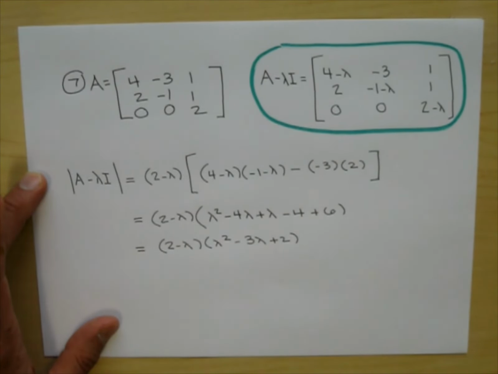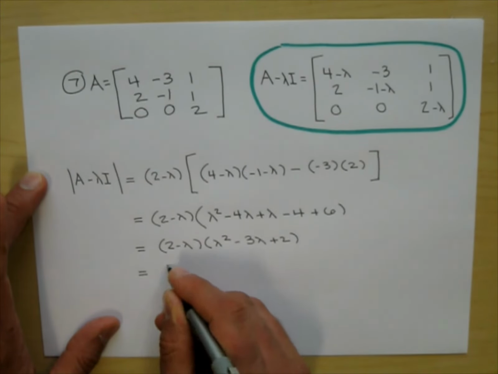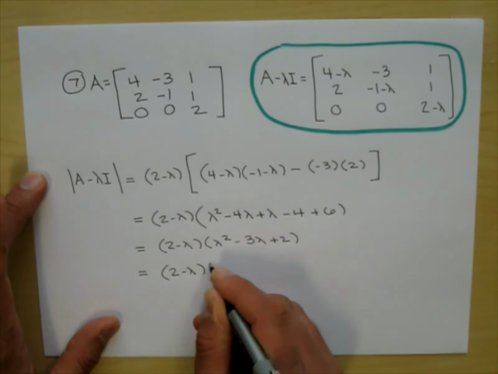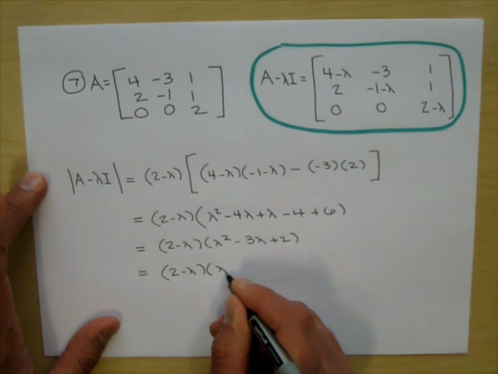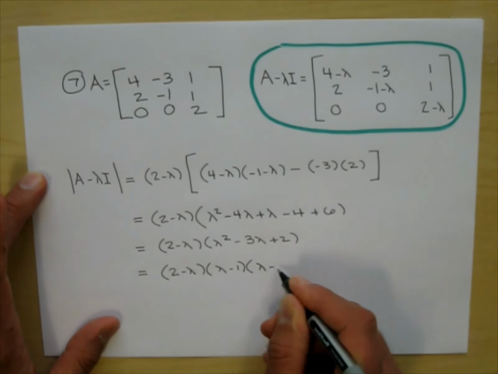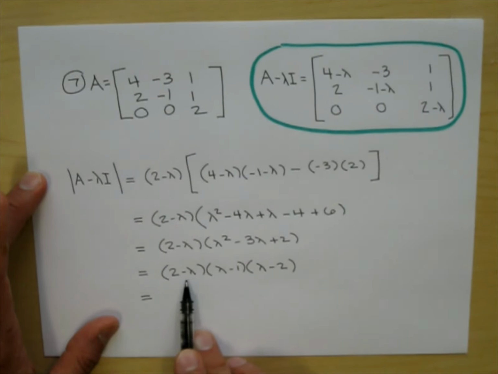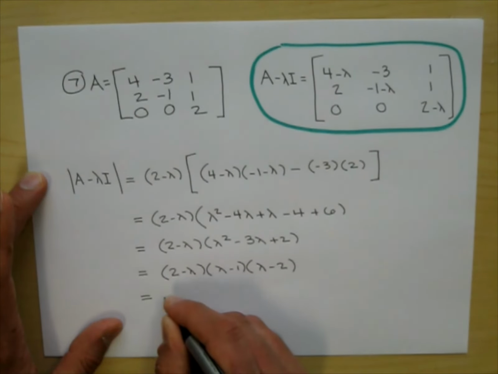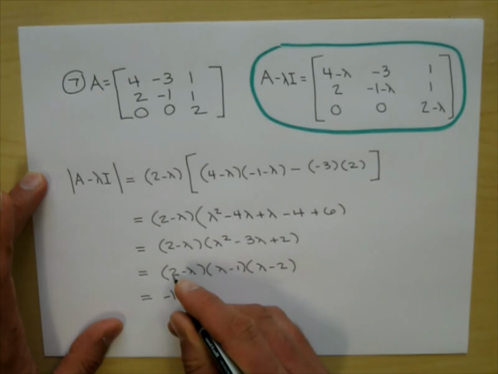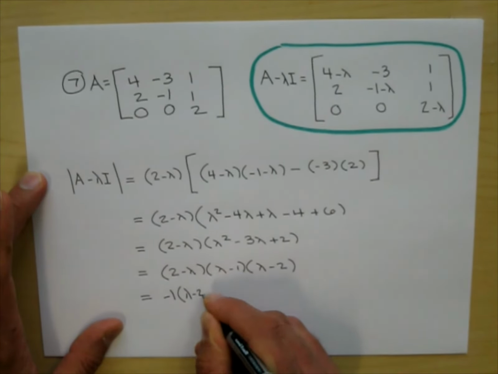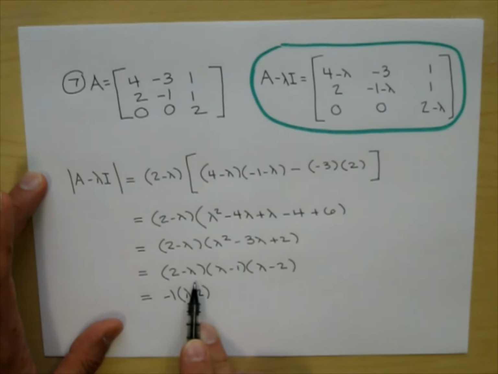And can we factor that? Yes, factors of 2 that add up to 3 would be 1 and 2, or 2 and 1. I'll go ahead and say lambda minus 1, lambda minus 2. And we have 2 minus lambda there. What I'm going to do, this is a matter of style, is factor a negative 1 out of that factor. So this actually says negative 1, and then I have negative 2 plus lambda, or lambda minus 2. Okay, so that's what this thing equals.